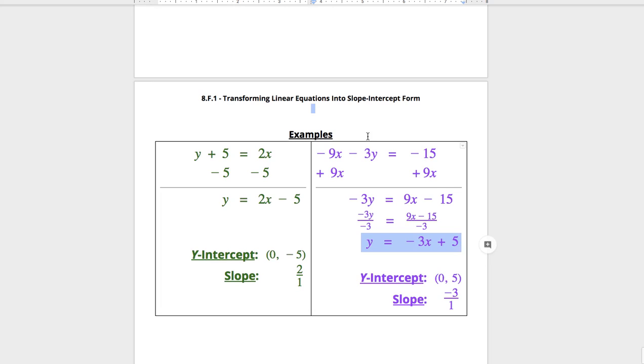And now we realize for this equation up here, the y-intercept was a positive 5, the slope was a negative 3, but we couldn't tell that at first until we transformed or changed that linear equation into slope-intercept form.